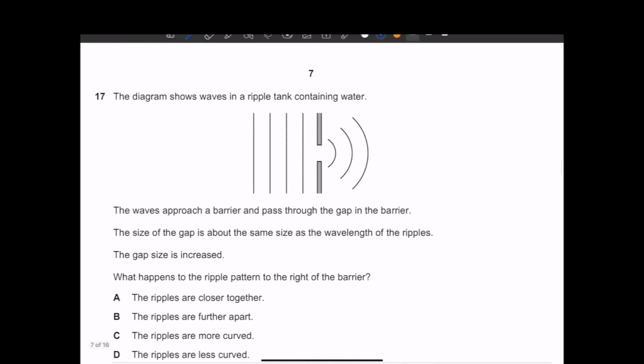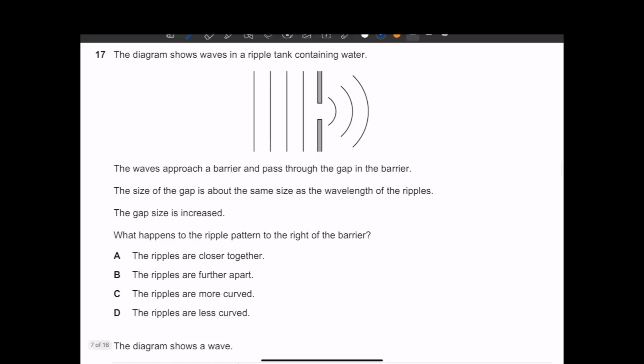For question 17, now we start waves. The diagram shows a wave in a ripple tank containing water. The wave approaches a barrier and passes through the gap in the barrier. The size of the gap is about the same size as the wavelength of the ripples. That's why they look like a wave Wi-Fi signal. So the gap size is increased. When the gap size is increased, it means the diffraction becomes less, and it could be a little.